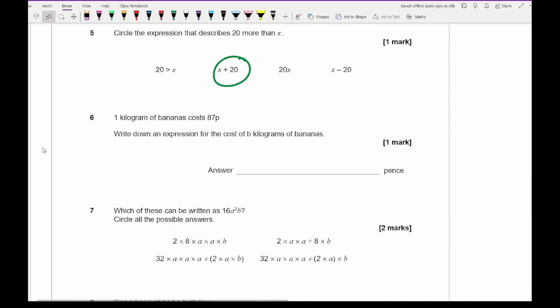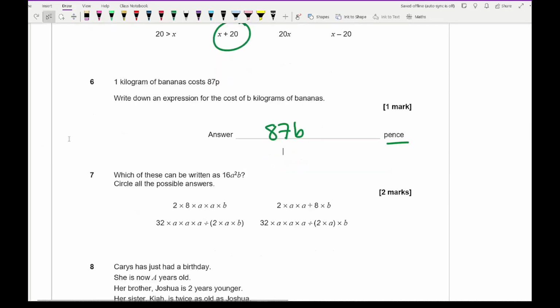Question 6 then says 1 kilogram of bananas costs 87 pence. Write down the expression for the cost of bananas in kilograms in pence. Now this is really important because we don't need to convert anything into decimals, so there's no conversions needed. So then the price of B bananas, or B kilograms of bananas, is basically going to be 87B.